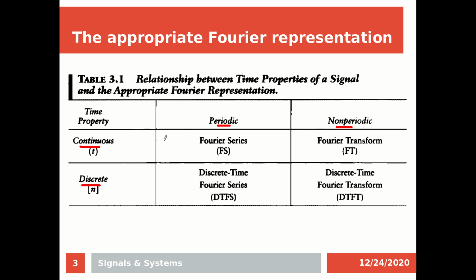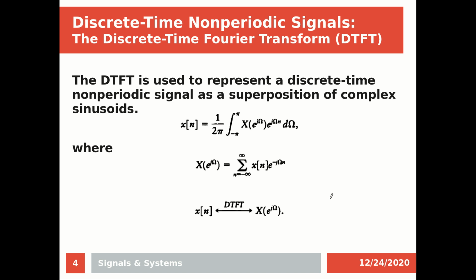So here, if it is periodic, we have Fourier series for continuous and discrete time. For non-periodic, we have the Fourier transformation and the discrete version of the Fourier transformation. Today we will see the Fourier transformation and the discrete time Fourier transform. Beginning with the discrete time, let's say we have a non-periodic signal, so we don't have a fundamental period or a fundamental frequency.